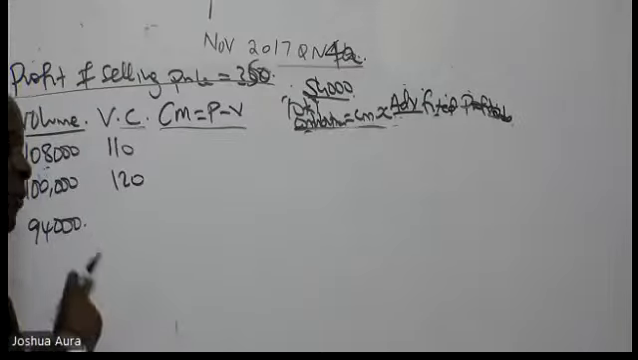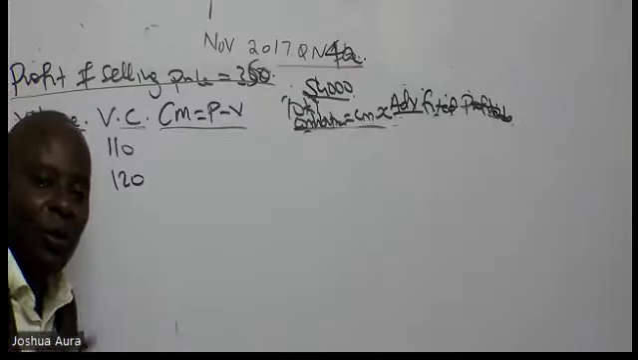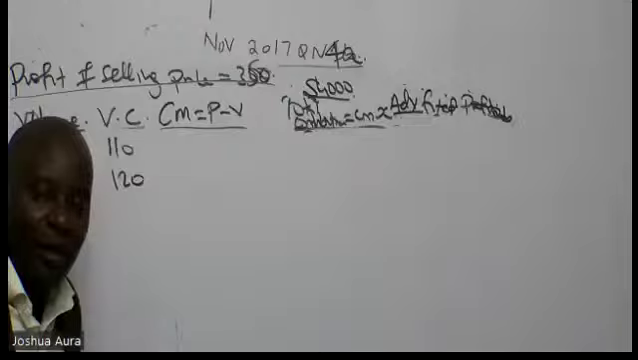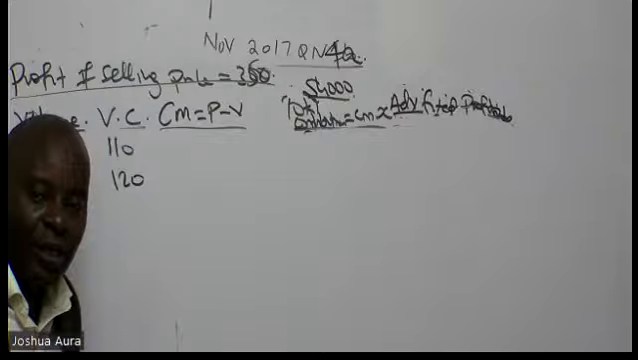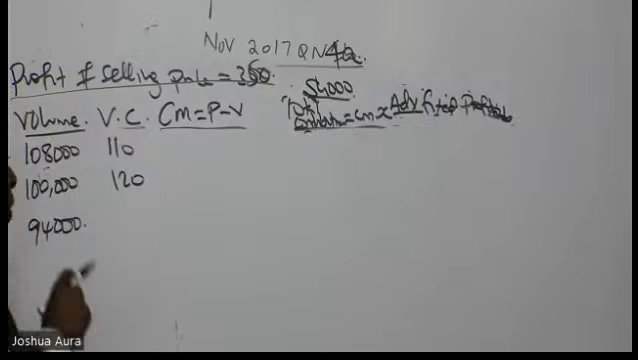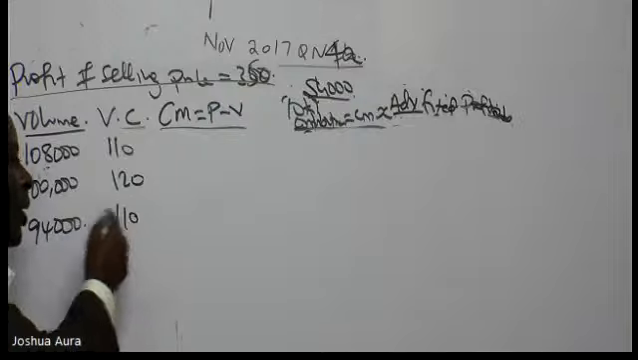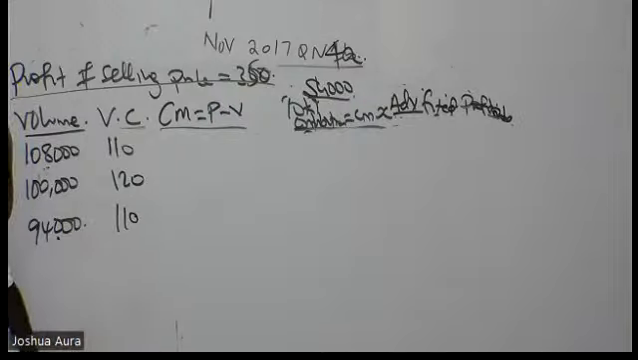So how about this 94,000? What variable cost should I use for 94,000? I can see it's less than 100,000. I should use 110? Let's check again. All of them are saying 120.